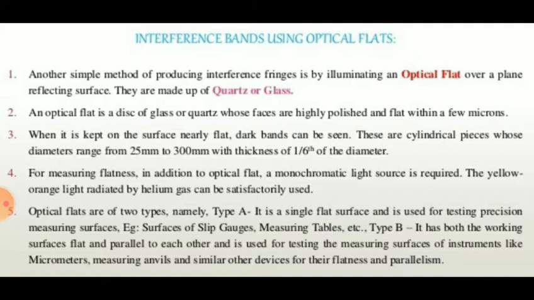So optical flats are of two types. Type A has a single flat working surface. It is used for testing flatness of precision measuring surfaces of flat slip gauges, etc. And type B has both working surfaces flat and parallel to each other. It is used for testing measuring surfaces of micrometer measuring anvils, meters, and similar measuring devices for testing flatness and parallelism.